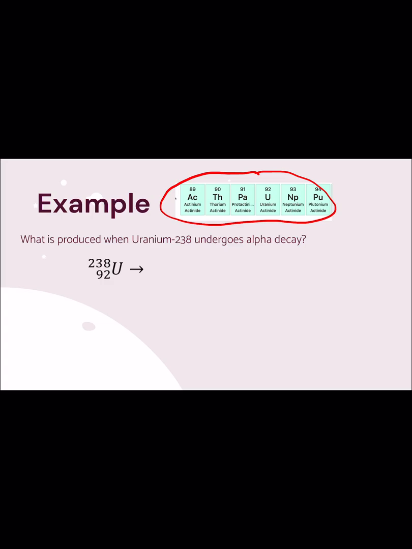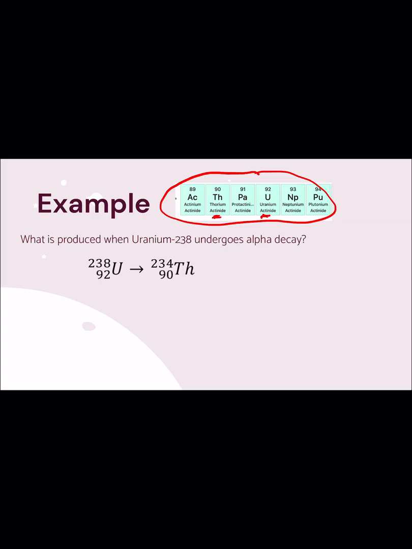So when it decays, remember that for alpha decay, it loses 2 protons. So the atomic number will go down by 2. So if we look at uranium here, 92, if we go down by 2 protons, we're now going to be at thorium. So by alpha decay, this uranium is going to transform into thorium. And the mass number is going to go down by 4.